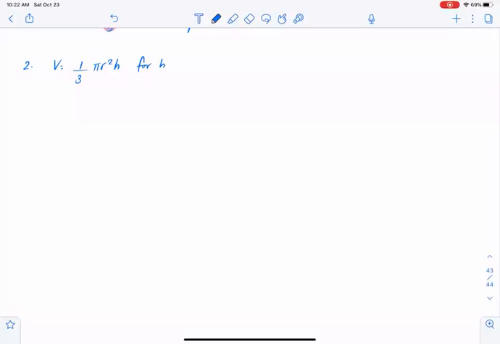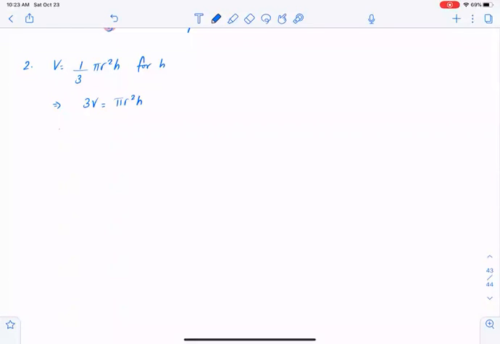So here we have to solve for h, and V is equal to 1/3 pi r squared h. This is simply the volume of a cone. To solve for h, first step, I multiplied both sides by 3. So 3V would be equal to pi r squared h.